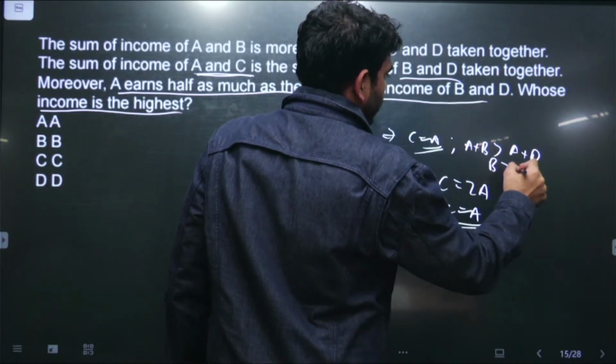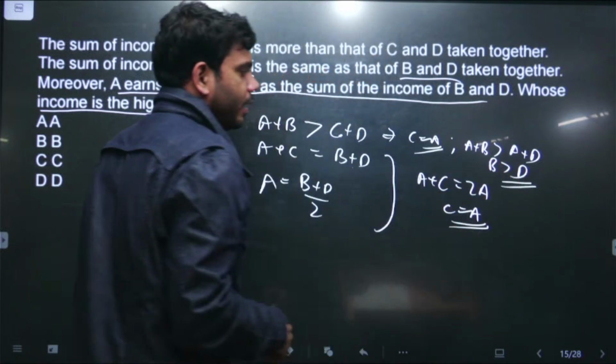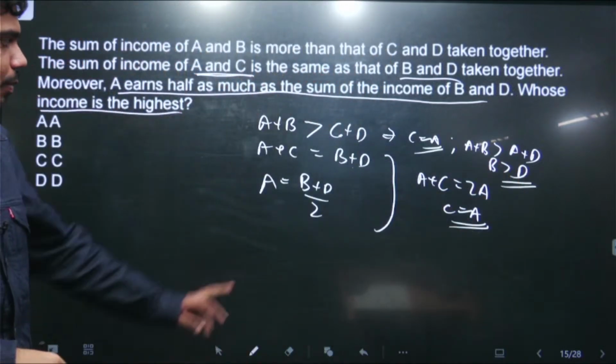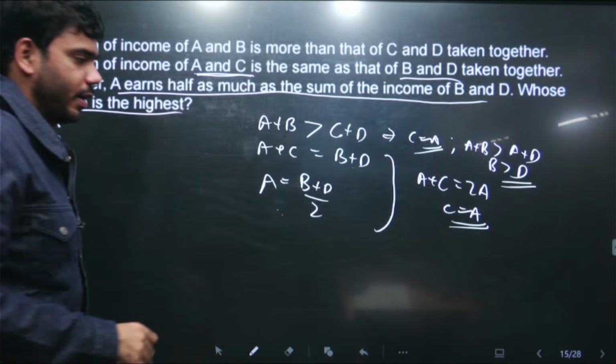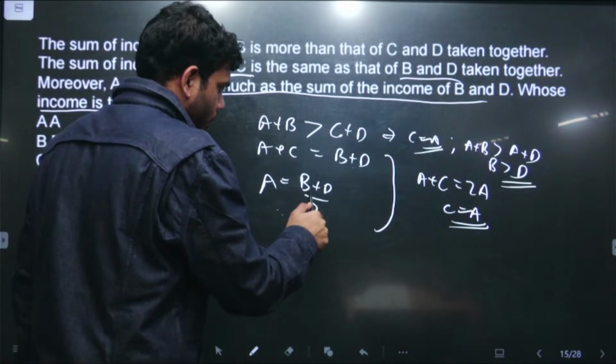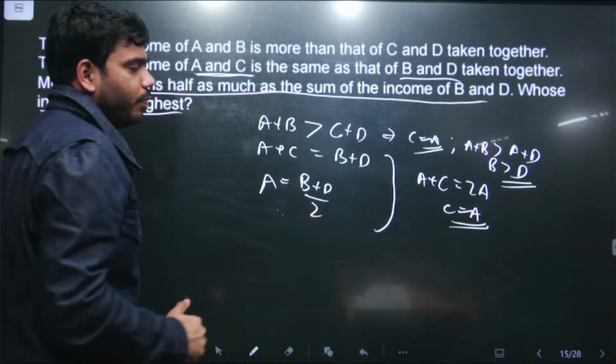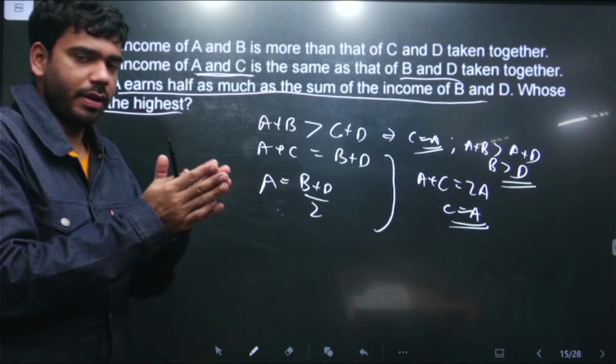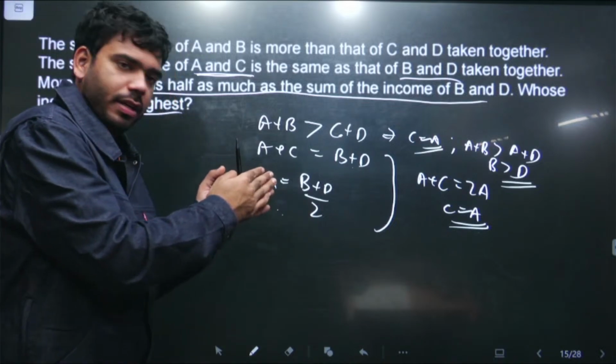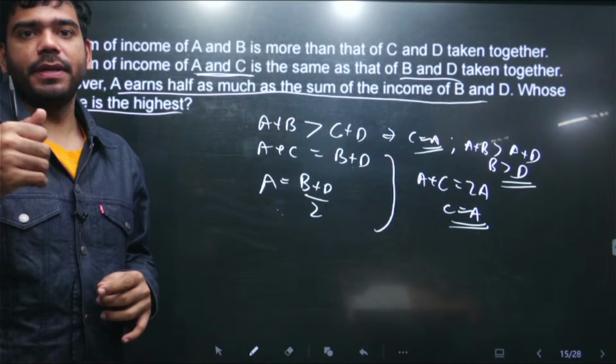So removing A from both sides, we know that B is greater than D. Now using the third statement, there is a little trick here. What we'll do is, we know that A is the average of B and D. Here there are two numbers and A is the average of them. This means (B plus D) by 2 is equal to A.